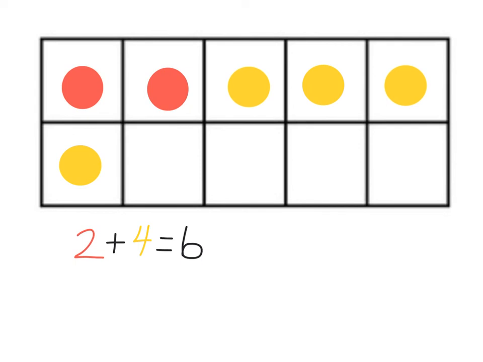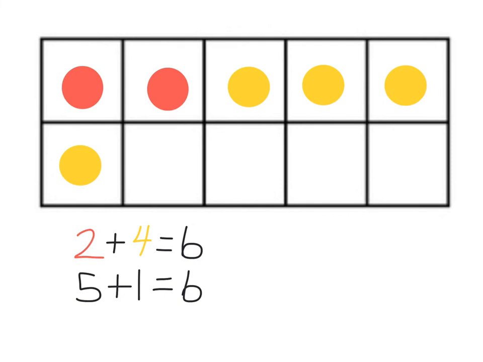But you know what else? We can look at the total of 6 in a different way. We know that there are 5 in the first row plus 1 in the second row. And we know that that's 6. So we can see 2 ways to make 6. If we look at the colors, then we see 2 plus 4. If we look at the rows, we see 5 plus 1.